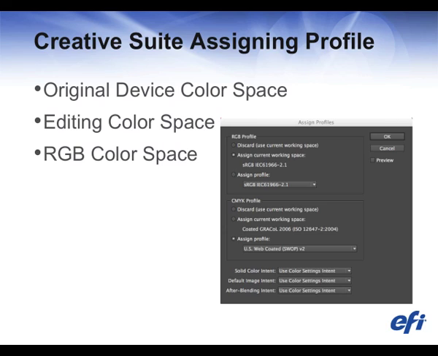Assigning a color profile within Adobe Creative Suite is best when a color profile has not already been assigned to the document. Adobe Photoshop can only assign one color space to a document. Adobe Illustrator and InDesign both support CMYK and RGB objects within the same document. Generally, the assigned profile should be the working space or the editing color space.